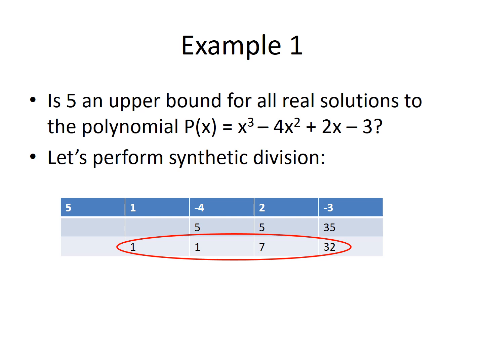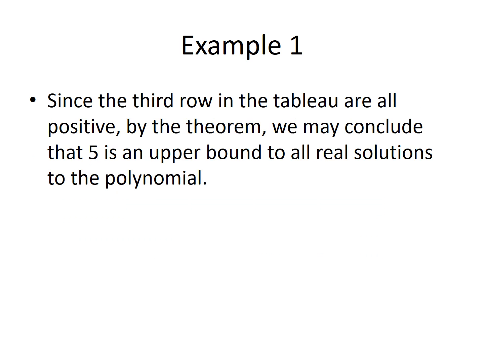Now, according to the theorem, if all of these numbers are 0 or positive, then we do satisfy the condition for 5 being an upper bound. And since the third row in the table are all positive, we may conclude that 5 is an upper bound for all real solutions to the polynomial.